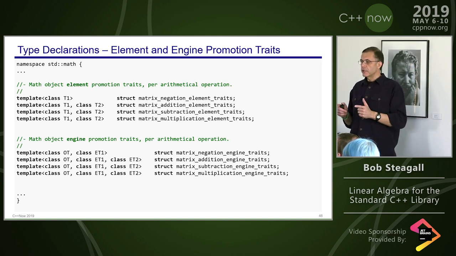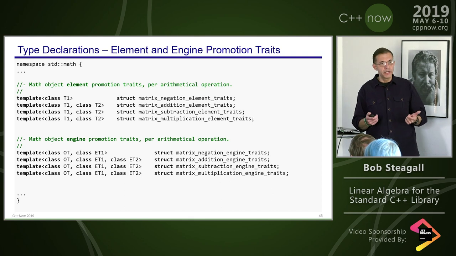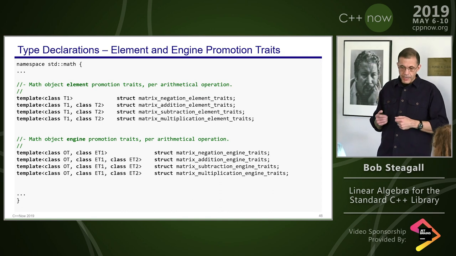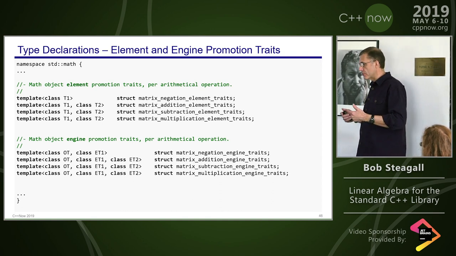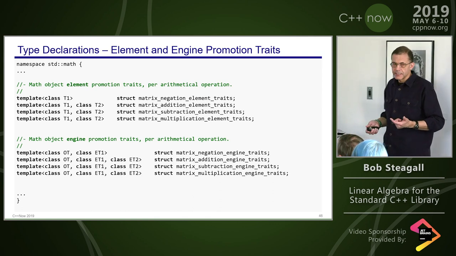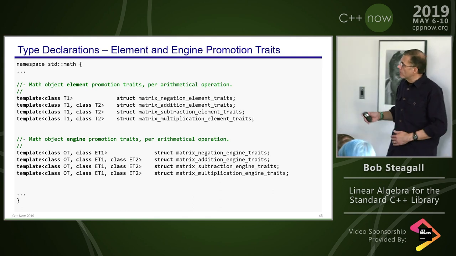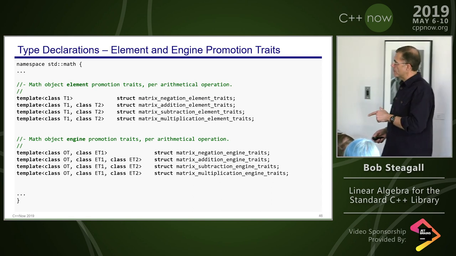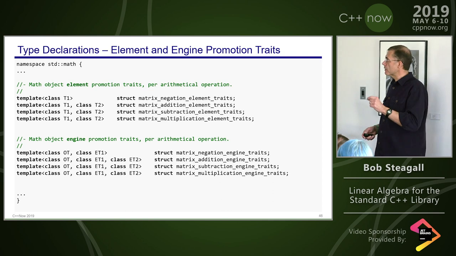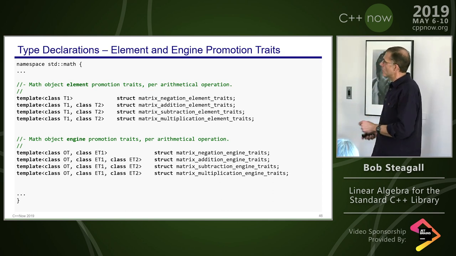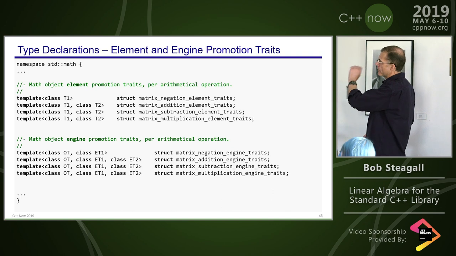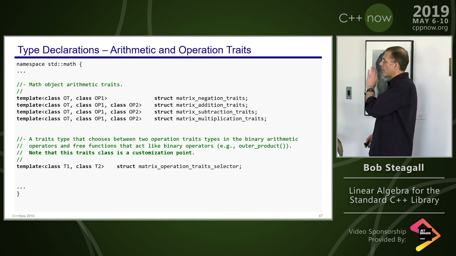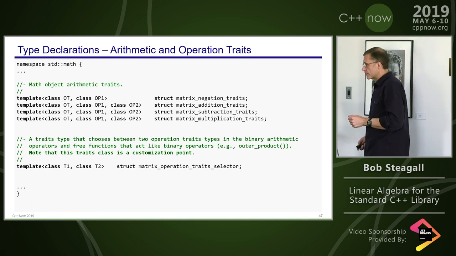If I have two 20-bit integers and I add them together, I get a 21-bit integer. If I have two 20-bit integers and I multiply them together, I get a 40-bit integer. If I have two 20-bit integers and I subtract them, well, maybe I get a 19-bit integer. I don't know. But we provide this flexibility so that users, if they need to, can customize these things to provide specific performance for their specific types. So we have element promotion traits for each of the four arithmetic operations, engine promotion traits for the four arithmetic operations, and arithmetic traits for the arithmetic operations.